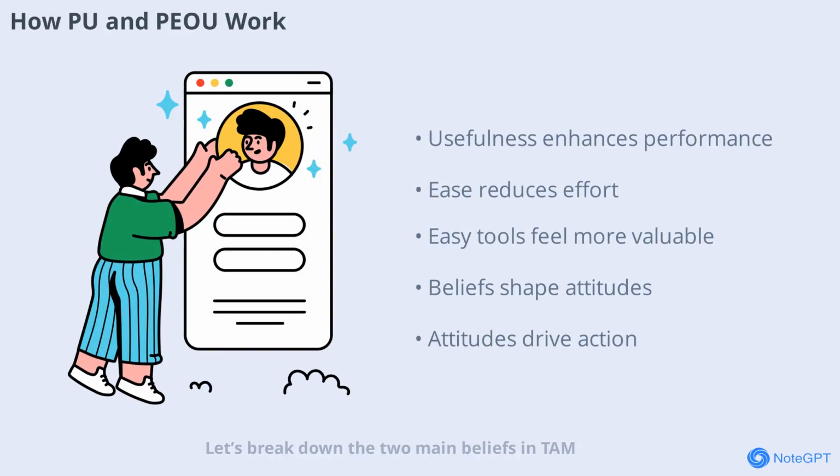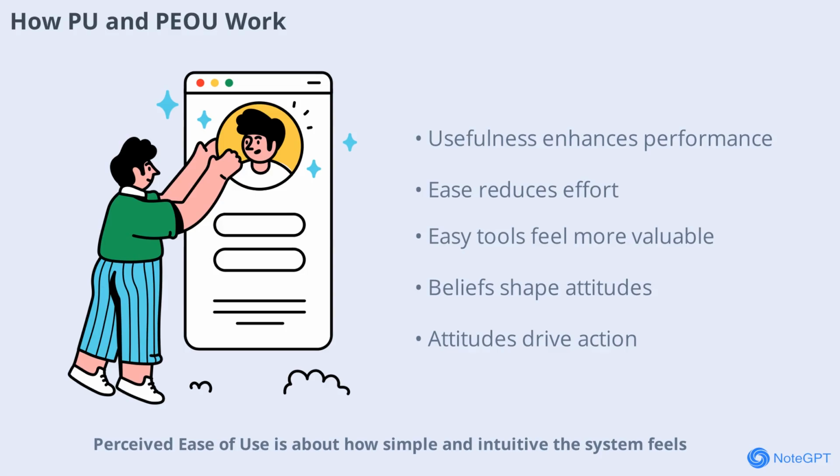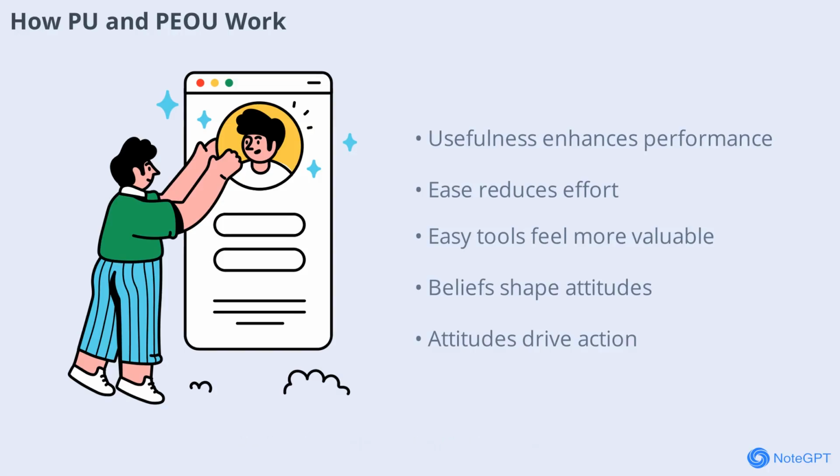Let's break down the 2 main beliefs in TAM. Perceived usefulness is the degree to which someone thinks a system will enhance their performance. If a tool helps you work faster or more efficiently, you'll see it as useful. Perceived ease of use is about how simple and intuitive the system feels. If a technology is confusing or requires a lot of effort, people are less likely to use it. Interestingly, ease of use can also boost perceived usefulness. If something is easy, it often feels more valuable. Together, these beliefs drive our attitudes and intentions toward technology.